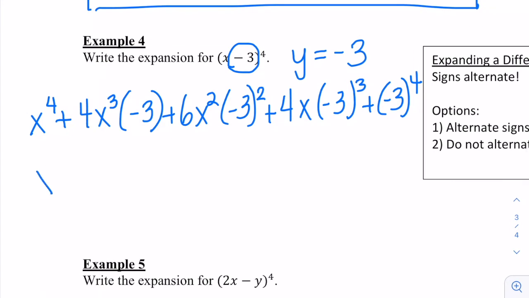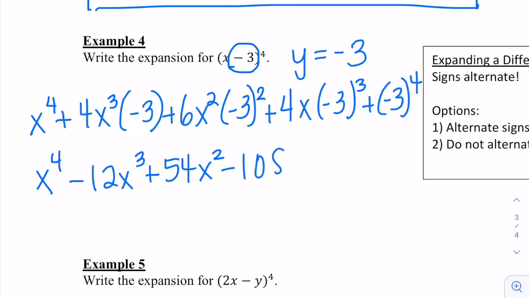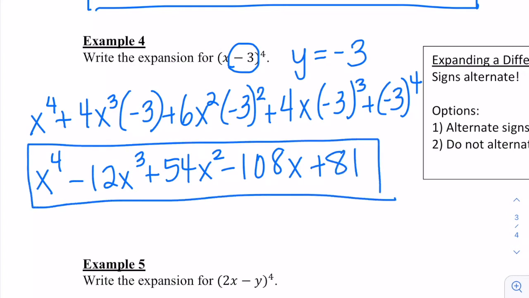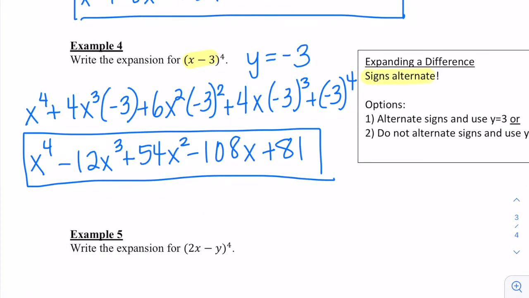When we simplify this, we get x to the fourth, -12x cubed, plus 54x squared, -27 times 4, that's going to be -108x, and plus 81. So we expanded that binomial. What's important to notice, when we have a minus sign or a subtraction in the binomial, the signs are going to alternate. So you might notice it is positive, negative, positive, negative, positive.